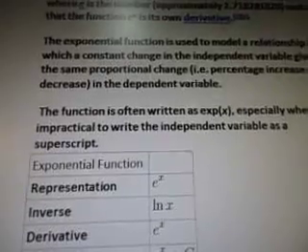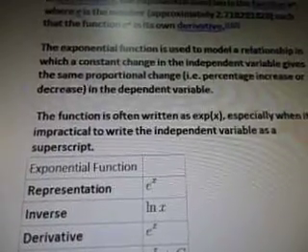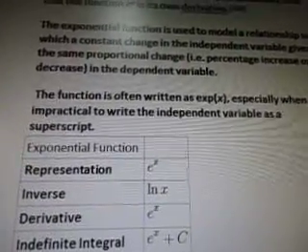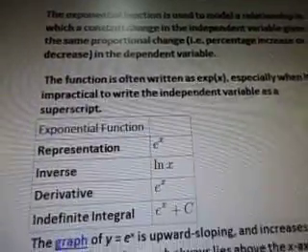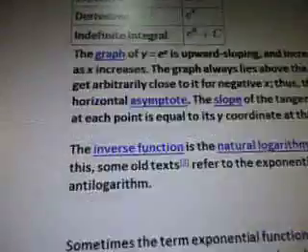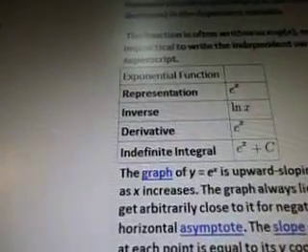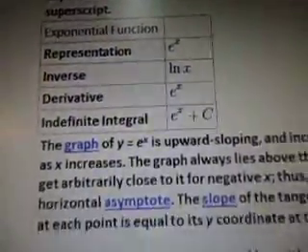The function is often written as exp(x) in brackets, especially when it is impractical to write the independent variable as a superscript. Representative, inverse, derivative, and okay, there you go. I don't know what it means.